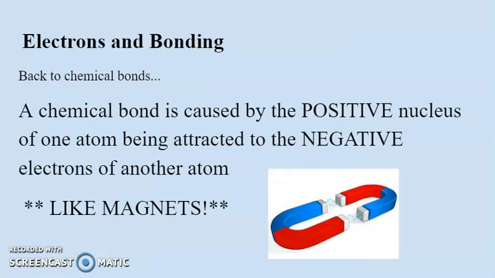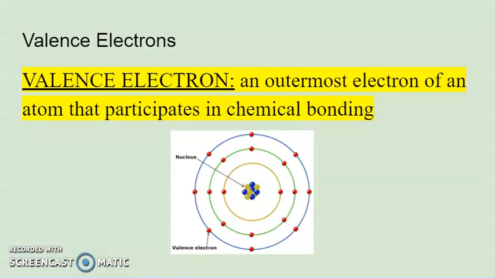Now, if we go back to chemical bonding, a chemical bond is caused by the positive nucleus of one of the atoms being attracted to the negative electrons of another atom. We know that neutrons have no charge, and protons are positive. So these positively charged protons in the nucleus are attracted to these negatively charged electrons, kind of like magnets, and that's kind of the driving force of these chemical bonds.